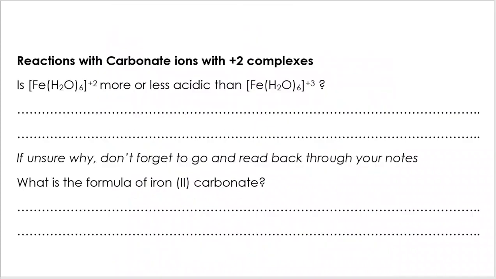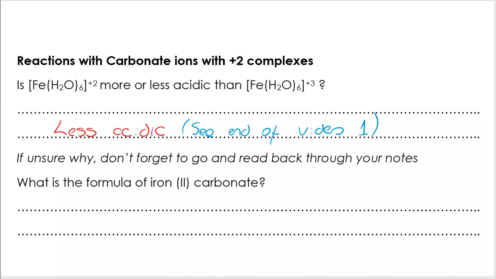Now, when we consider carbonate ions with +2 complexes, this is an entirely different scenario. Have a think about these questions. So, [Fe(H2O)6]2+, that's less acidic than [Fe(H2O)6]3+. And if you're not sure about why, go back to video 1 in this topic, because that goes through all of the details as much as you will need to know.